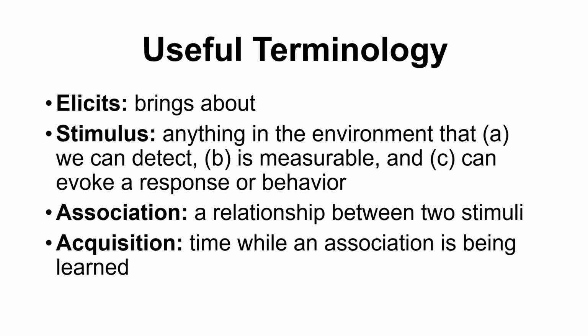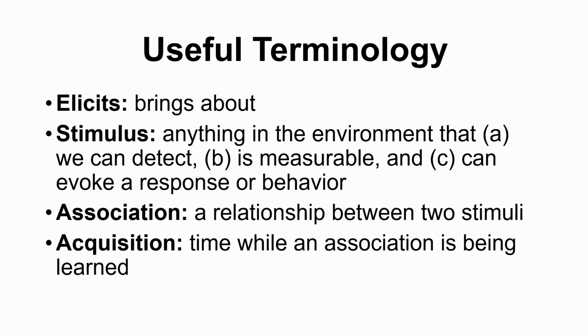And this is basically anything in the environment that we can detect, that we can measure, and that we can use to evoke a particular response or behavior. So this definition is a little bit more strict than, say, the definition we talked about in our sensation and perception chapter, and that's because we're specifically looking at stimuli that are related to learning. So we need them to be able to evoke a particular response or behavior. But our stimulus could be a smell or a sound or a sight or basically anything that we can detect in our environment.